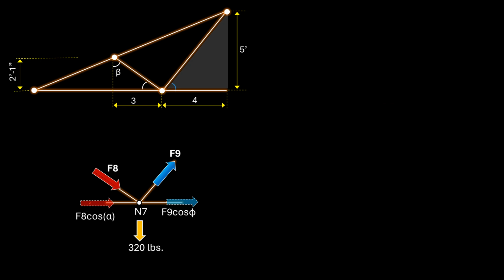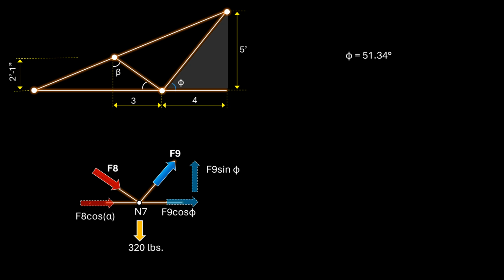We need to determine the angle between member 9 and the horizontal. We will call this angle phi. The angle is 51.34 degrees based on the dimensions of the truss. Therefore, the vertical component of F9 is the product of F9 and the sine of phi.